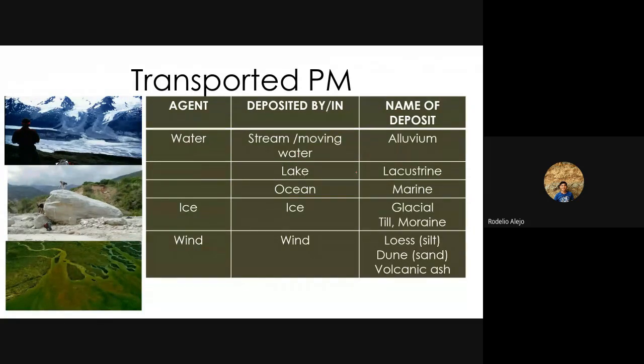Then we have deposited by lake, which is what we call the lacustrine deposit. We have ocean, which is marine deposit. Then there are sometimes transported by ice, which is a glacial till or what we call the moraine deposit. So this is commonly in cold climate areas. Then we have the parent material transported by wind, which is, if that parent material is composed of silt, we call it a loess deposit, and if it's sand, we call it a dune deposit, or yung sand dunes natin, di ba?